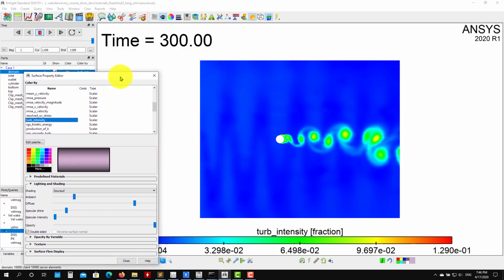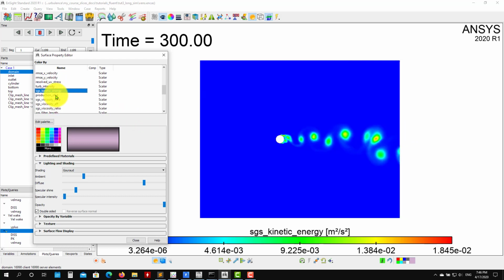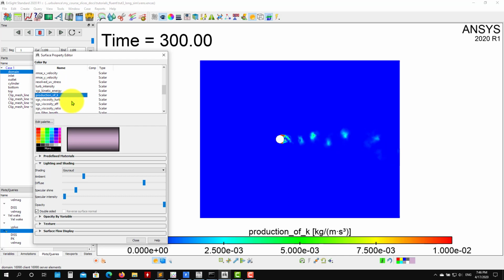So remember that the turbulence intensity is a ratio between the root mean square of the velocity divided by the free stream. So see here that these are the areas where your turbulence model is kicking in. You have the intensity. Then you have the kinetic energy, the production of k, everything there that you can use to post-process.